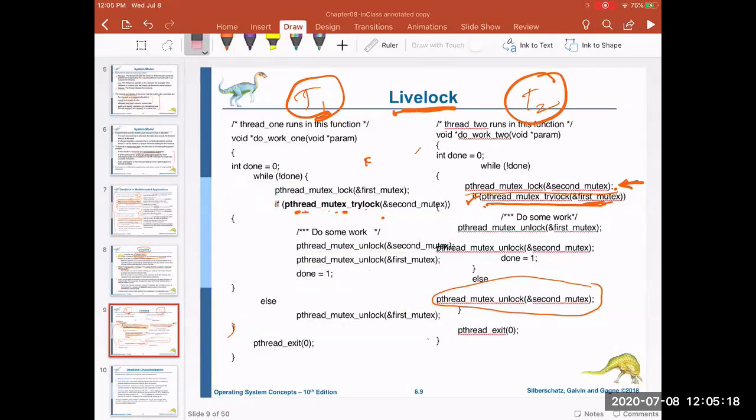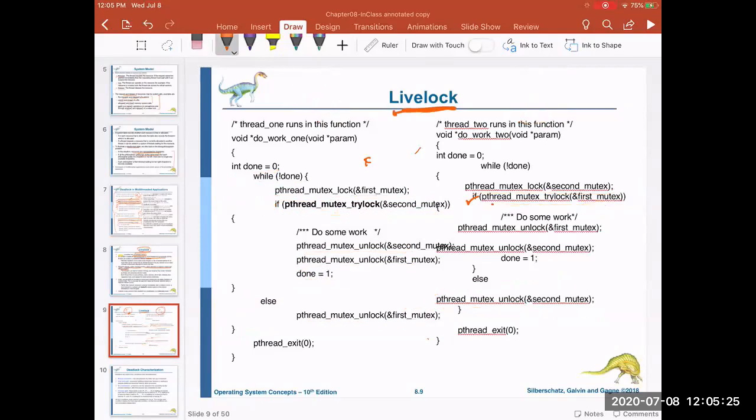Let me make it a little clearer here. Coming back, this is T1, this is T2. We have used try lock here. If T1 started running at a random time, we don't know, it will acquire the second mutex and do the task. Let us suppose the situation comes again that they started running at the same time. It will acquire the first, then try for the second, which is already acquired by T2. In this case, the else part would run.